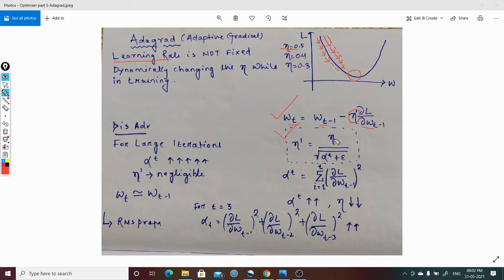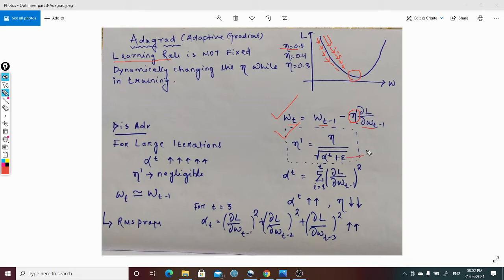This is the initial learning rate, which is a hyperparameter to tune, guys. I think you already know that. We have to mention one initial learning rate, divided by the square root of alpha t plus some epsilon. Epsilon is nothing but a small positive number.